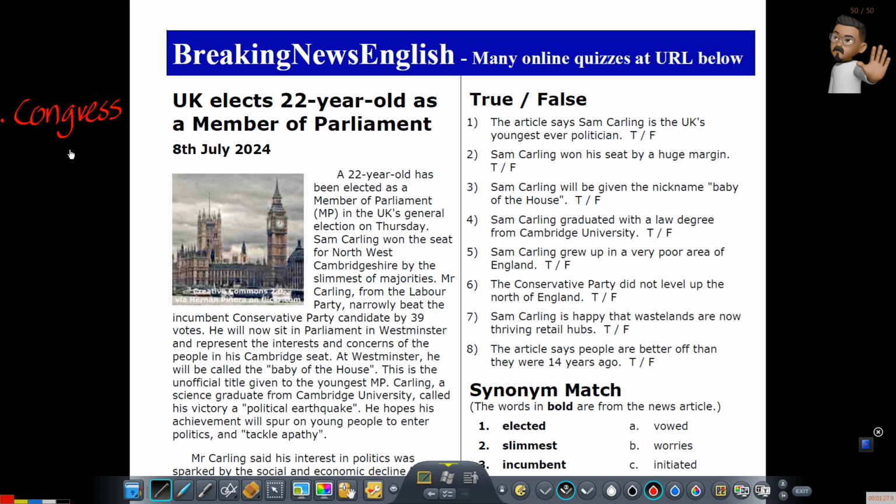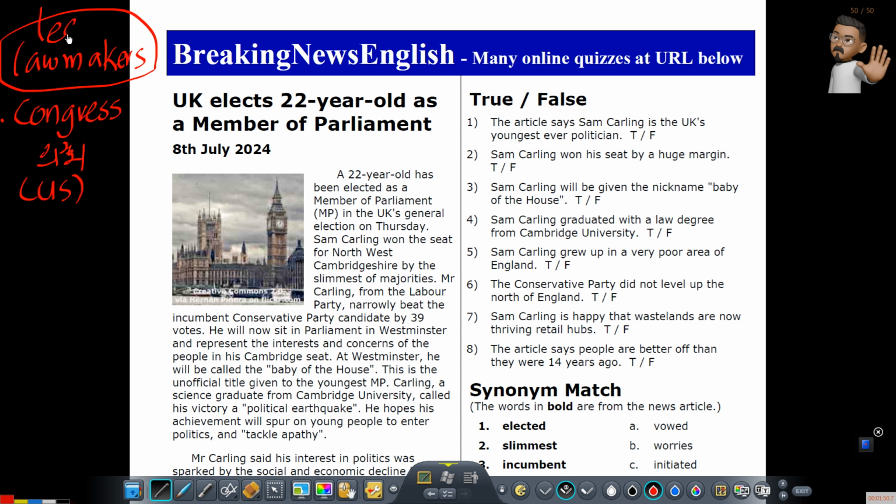But what is Congress, everybody? Congress. It means 의회. Okay? So Congress is U.S., American, the lawmakers. What is the lawmakers? Lawmakers. That means 입법부 or legislative branch. Legislative. Separate legislative. Legislative branch. That means in Korean 입법부.